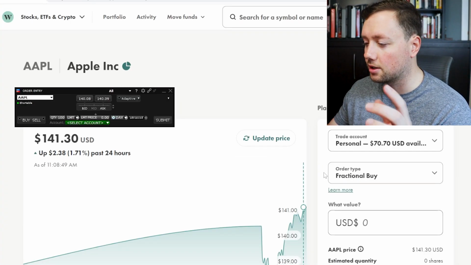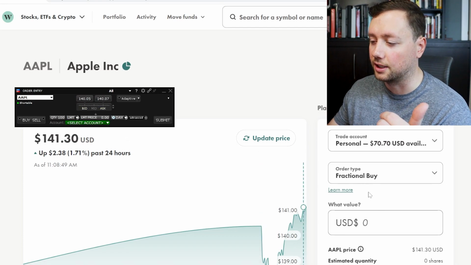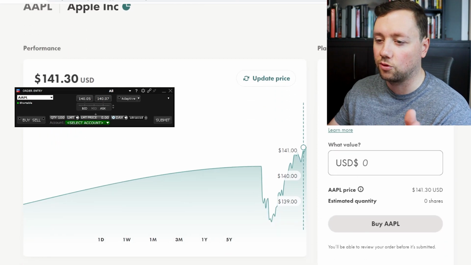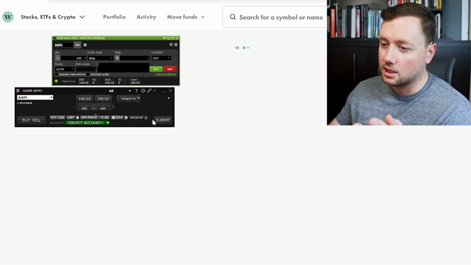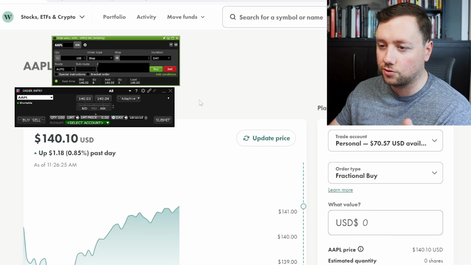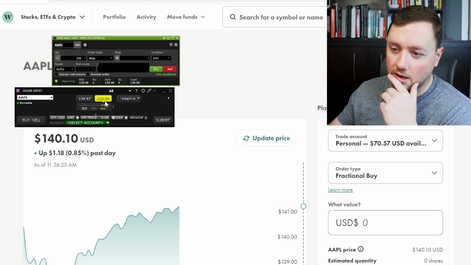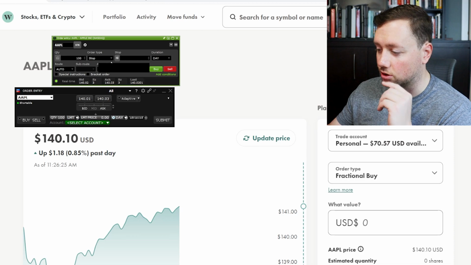Now, when we compare this to WealthSimple here, unfortunately it's not going to give us a live feed like this, so I have to keep refreshing the page here. Currently it was 141.30 the last time I refreshed. We will refresh that right now, and we will bring up Questrade as well, and as you can see, it is coming in at 140.10, and we are at 140.04 on the ask for Interactive Brokers and Questrade here.